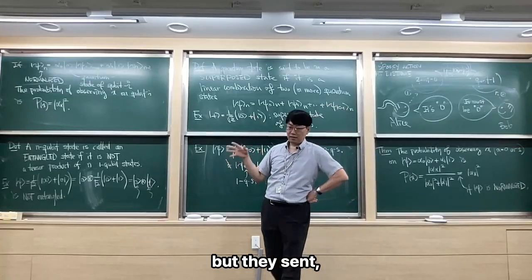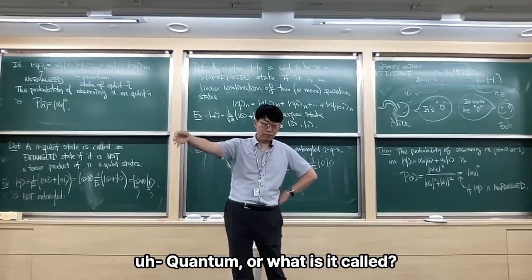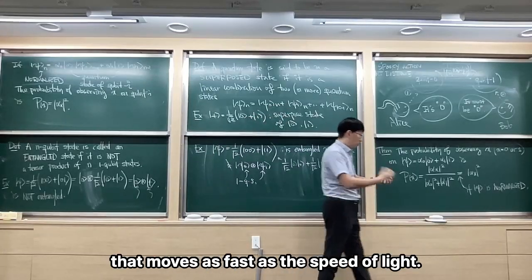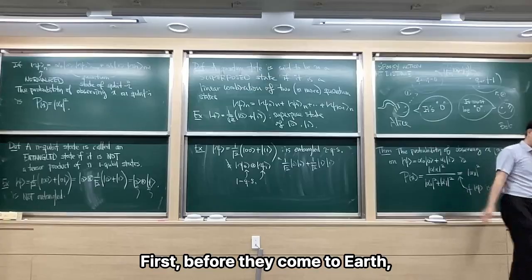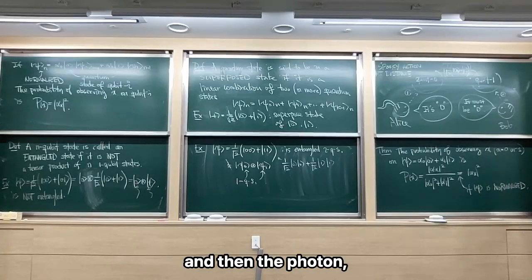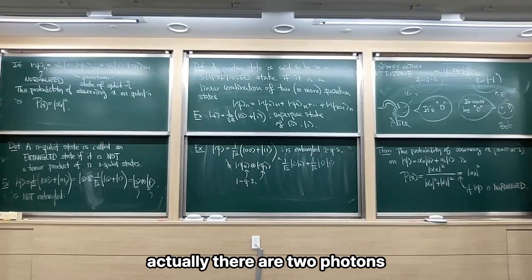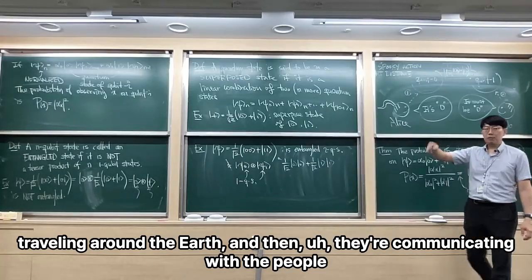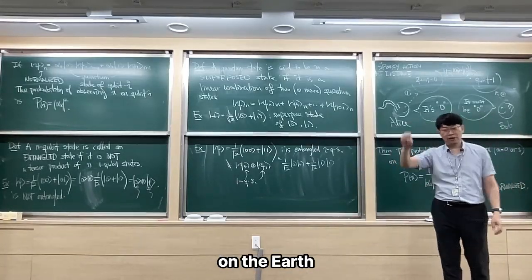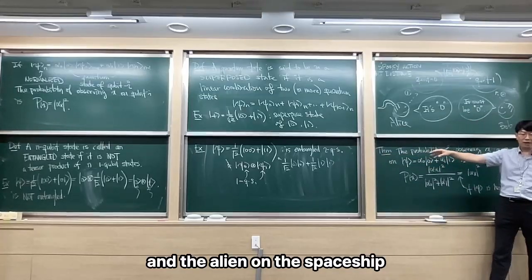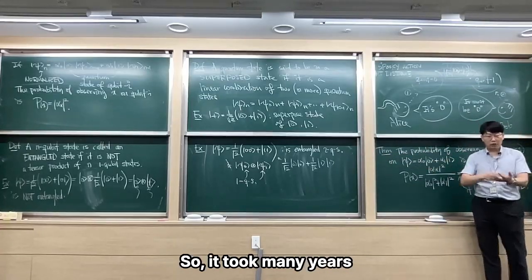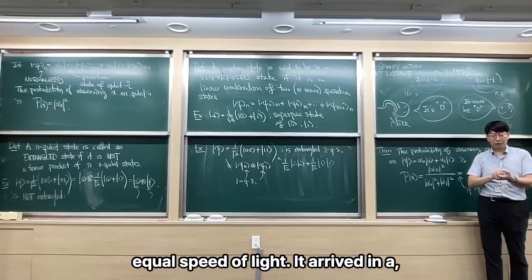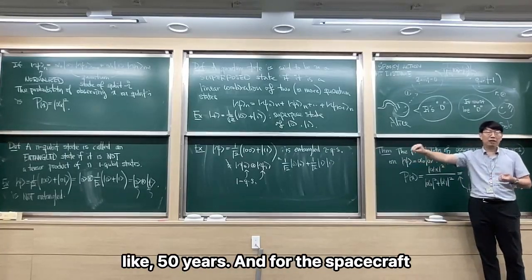But they sent quantum, or what is it called, photon or something like that. It's a small particle that moves as fast as the speed of light first before they come to Earth. And then the photon, actually there are two photons traveling around the Earth, and then they're communicating with the people on the Earth and the alien on the spaceship before they arrive there. So it took many years to send the photon first, because photon can travel at almost equal speed of light. It arrived in like 50 years.